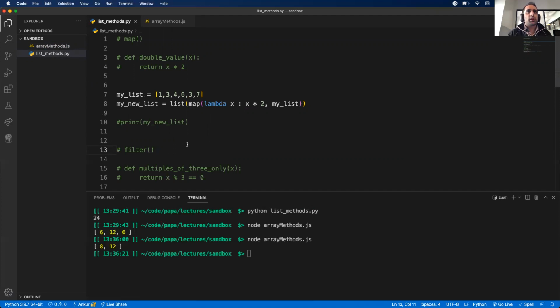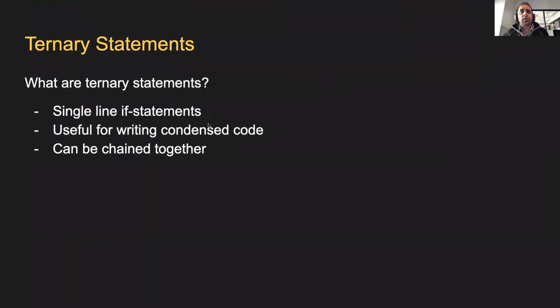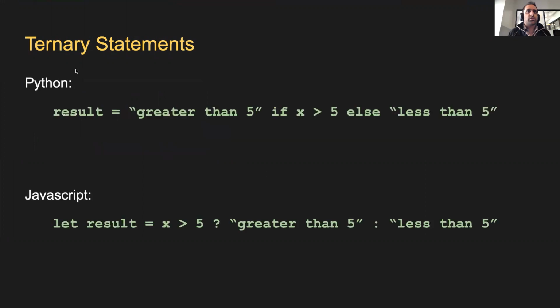All right, a couple more items on our agenda. Ternary statements. I think we've talked about these before, especially in JavaScript. They do exist in Python, so I just wanted to cover that. We can write them pretty quickly, but let's look at a couple examples. So Python on top, JavaScript on bottom. This is the same ternary statement, just in two different languages.